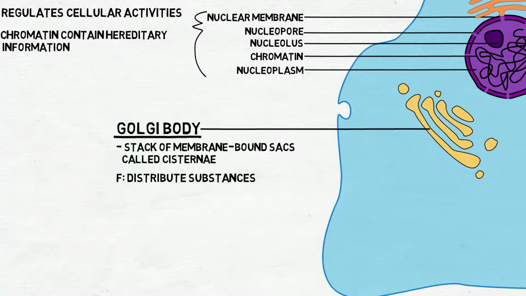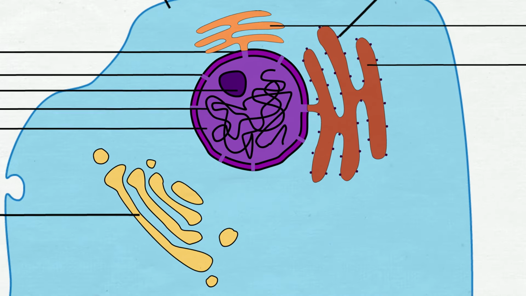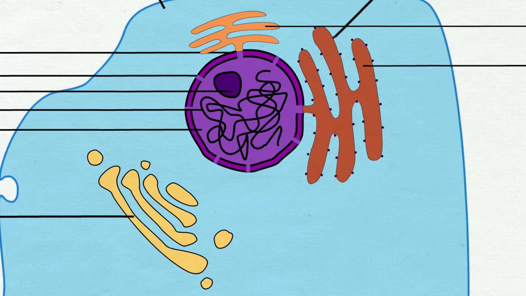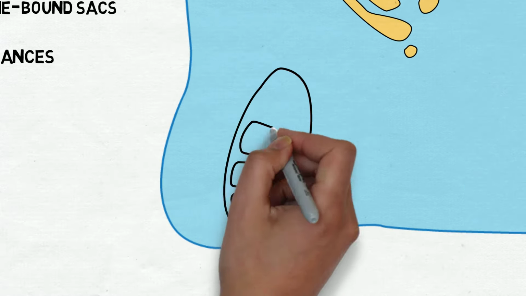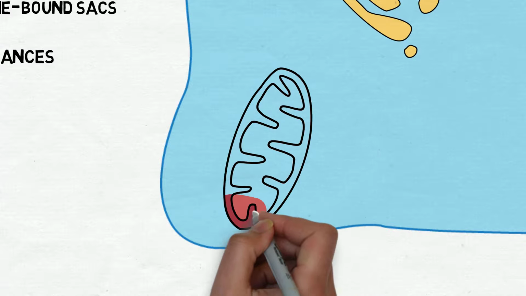So far, we've looked at the cell's control center, the nucleus, the cell's manufacturing plant, the ER, and the cell's distribution center, the Golgi Body. Next, we're going to look at the power plant of the cell, the mitochondrion. This is where the energy needed by the cell is generated.